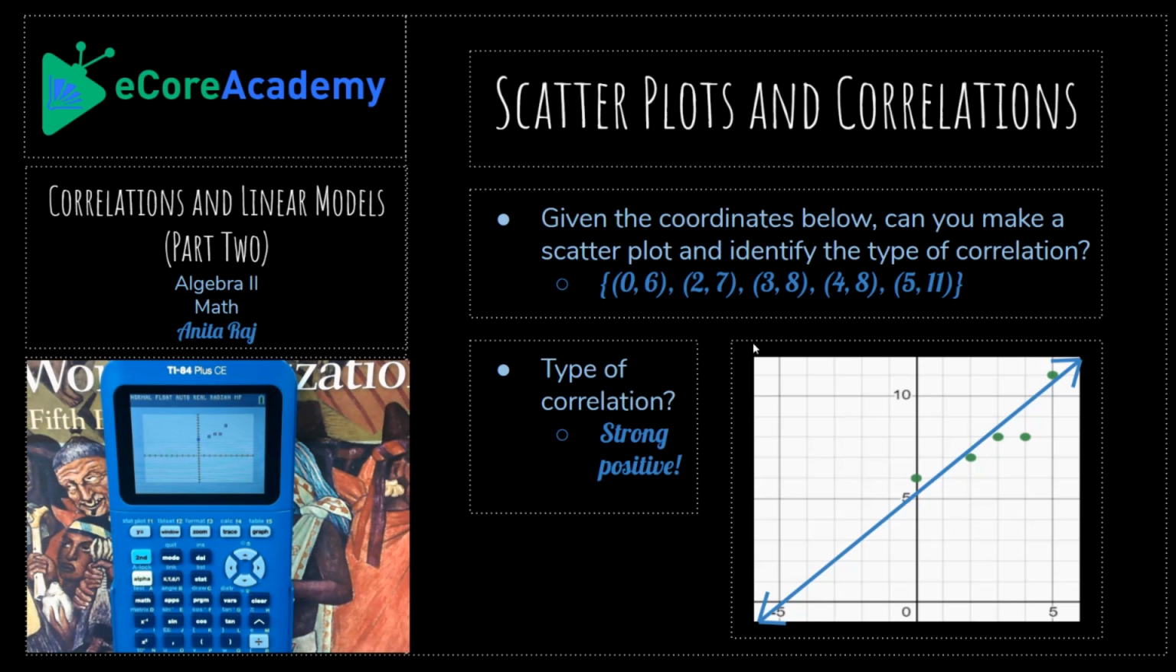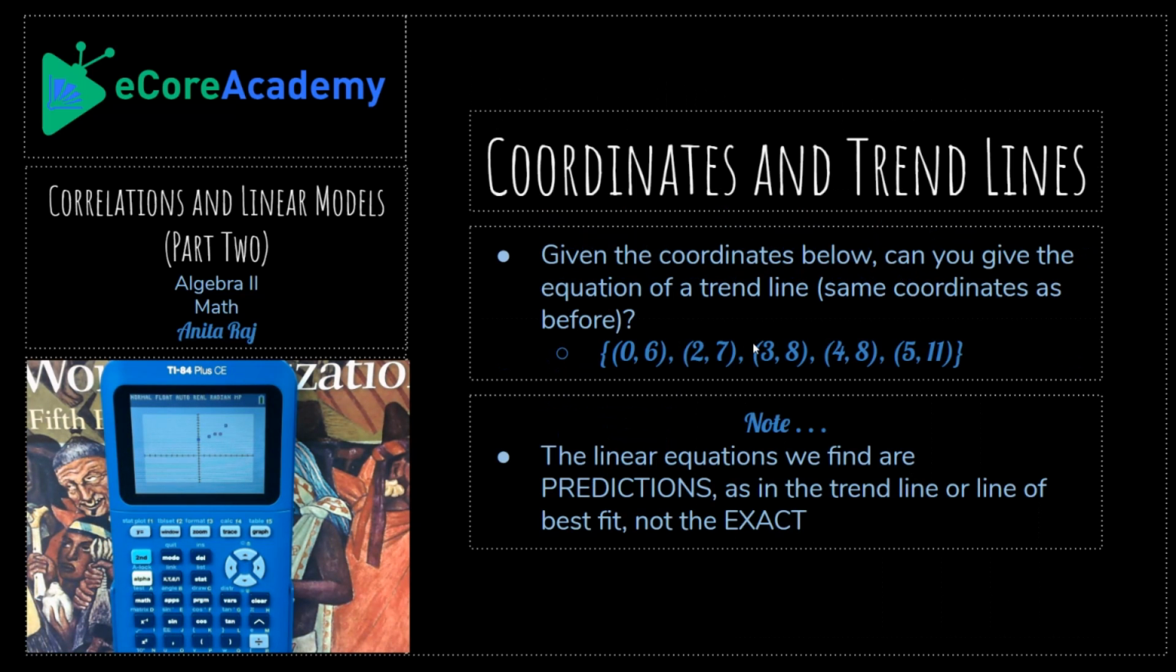Okay, let's go to the next slide, which is the second problem, but it kind of builds off of what we just did. So now we're going to be looking at coordinates and trend lines. So given the coordinates below, can you give the equation of a trend line? Just so you know, these are the same coordinates as the last problem. So again, the 5 coordinates are 0, 6, 2, 7, 3, 8, 4, 8, and 5, 11, the exact same coordinates. So right now we're going to be doing a linear regression.